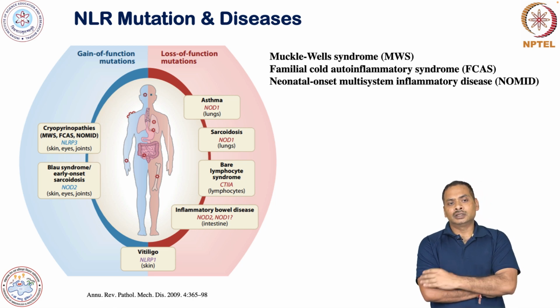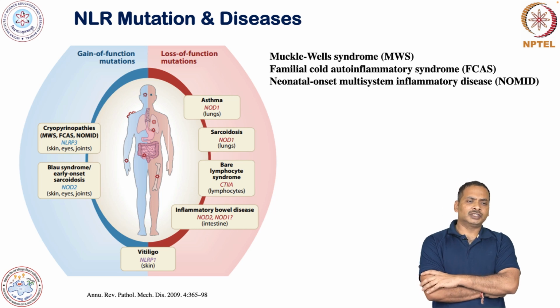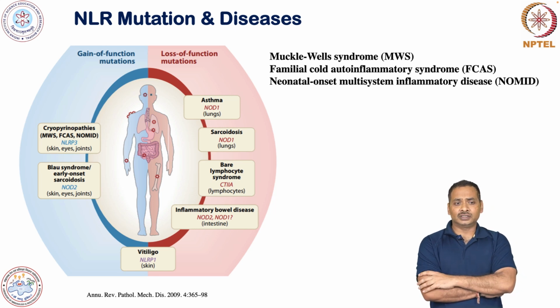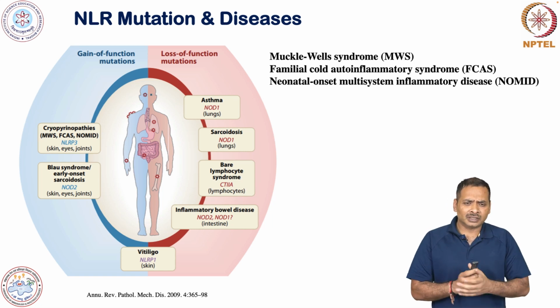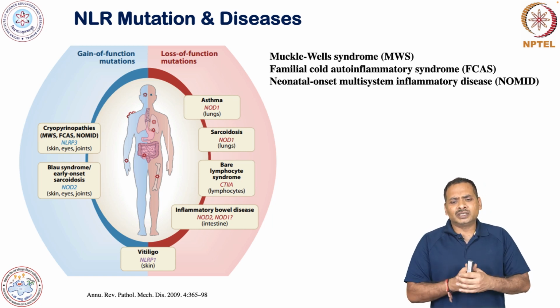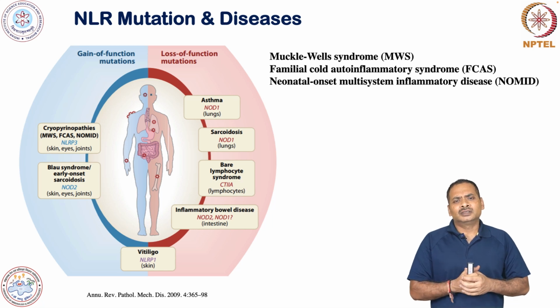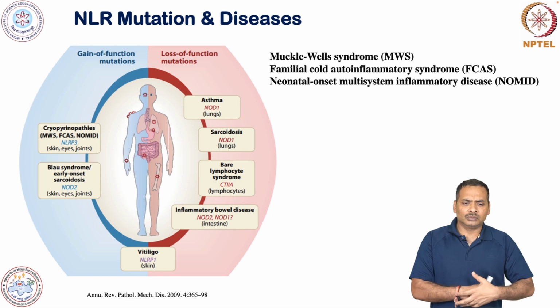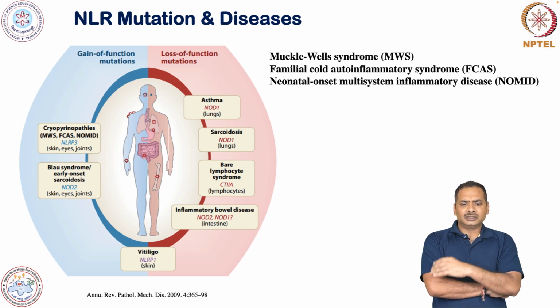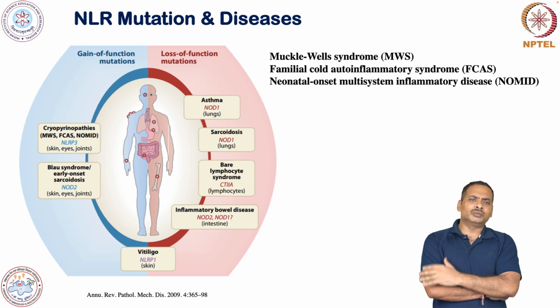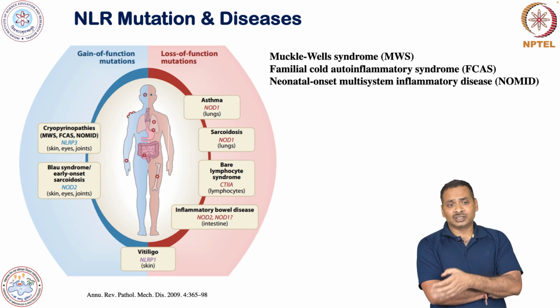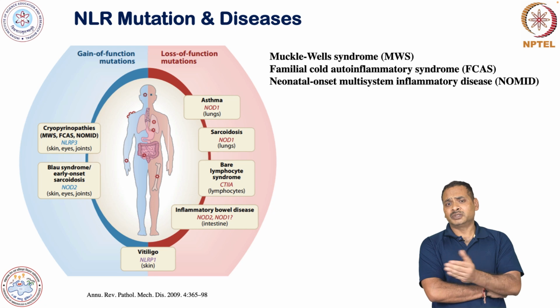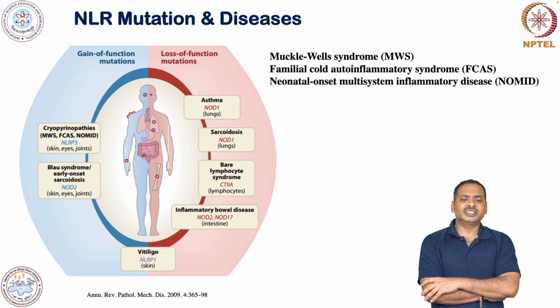So this Blau syndrome is associated with early onset granulomatous disease. This granuloma is basically formed when an infection is not cleared, and then this makes a granuloma. This granulomatous disease is associated with arthritis, or sometimes there will be skin rashes.